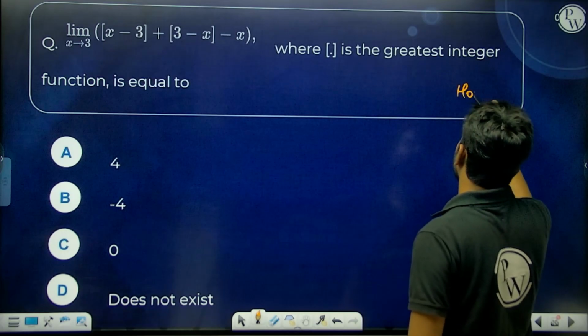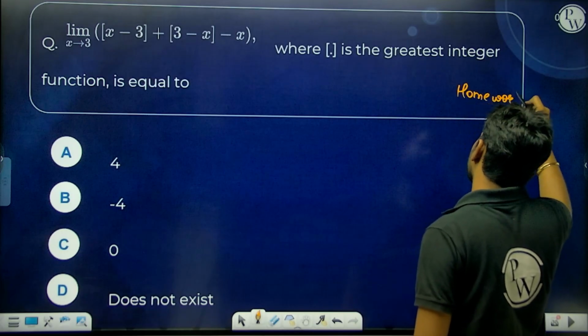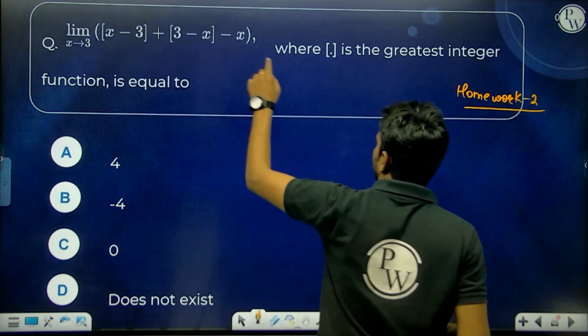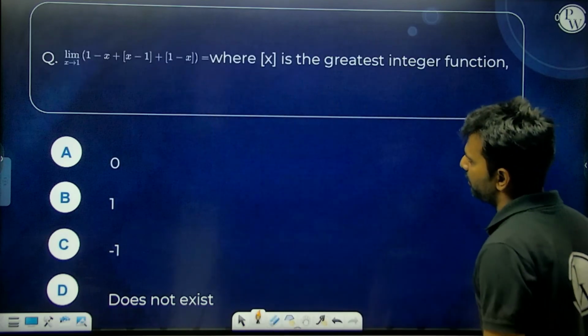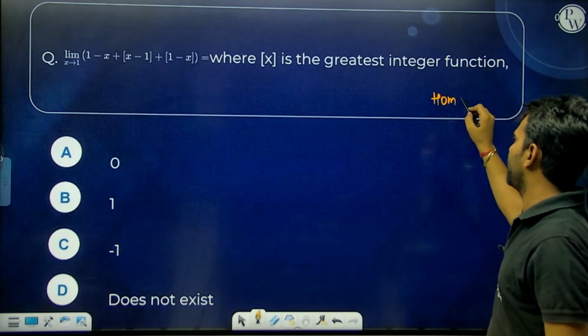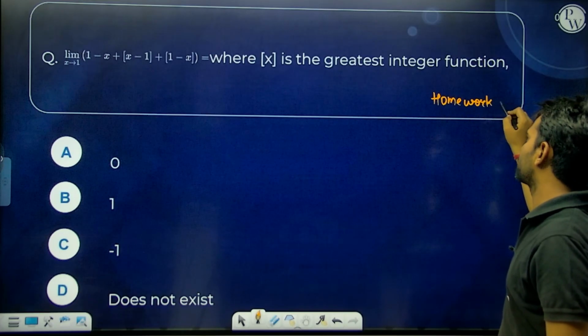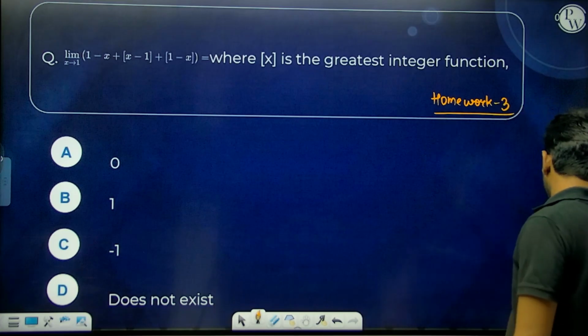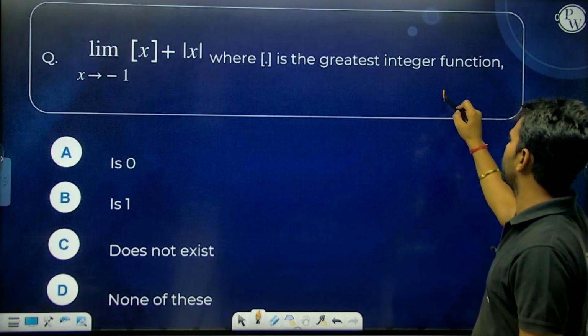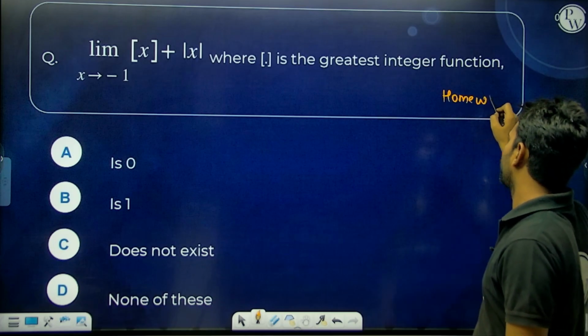Homework number 2. Because limits can be separated about this plus and minus as we have already seen, you will be able to solve the problem. Similarly, this also, homework number 3, I'm assigning you. I think you will be able to solve this. Over here, I think this can also be solved. So this is homework number 4.